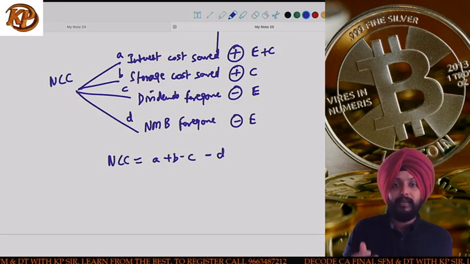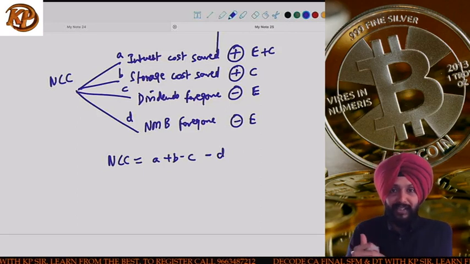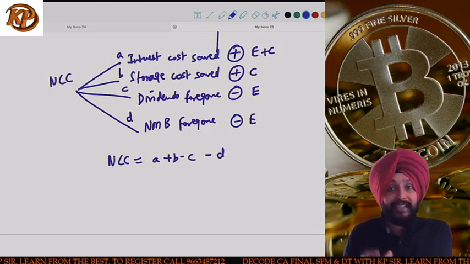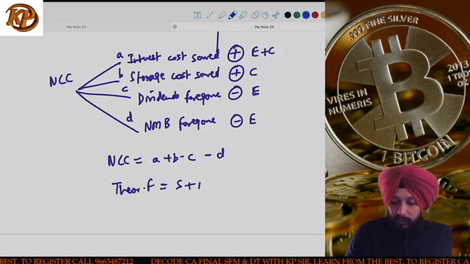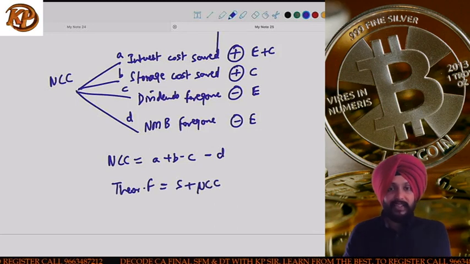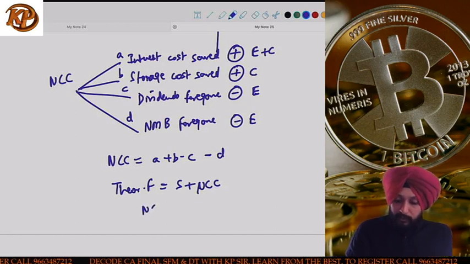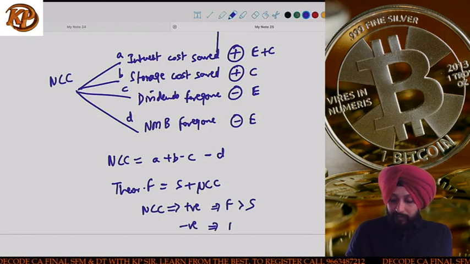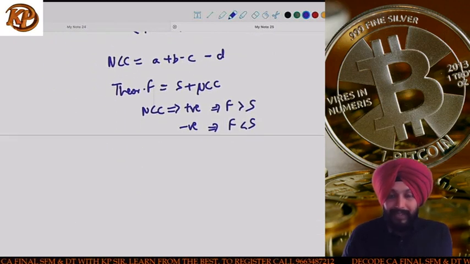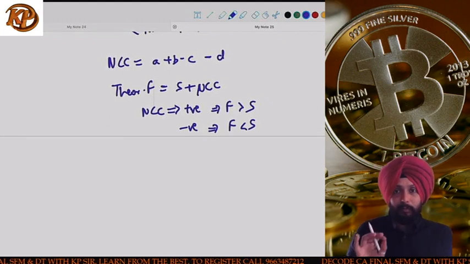Now it depends whether the A and B value is more or the C and D value is more. Depending on that, NCC can be positive or NCC can be negative. Again, if I write the equation, theoretical F is equal to S plus NCC, which means if NCC is positive, then in that case F will be greater than S, but if NCC is negative, then F will be less than S. I hope this is clear, guys.